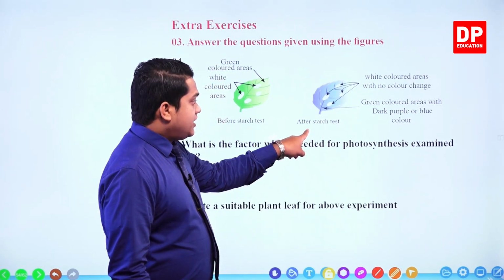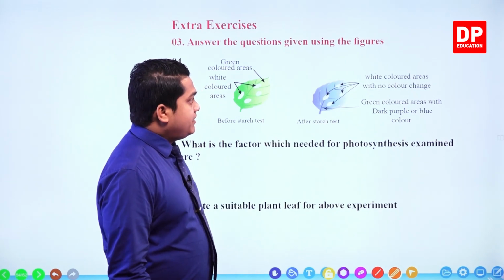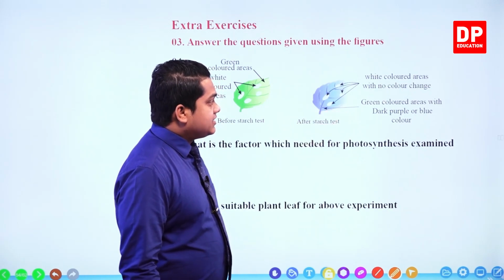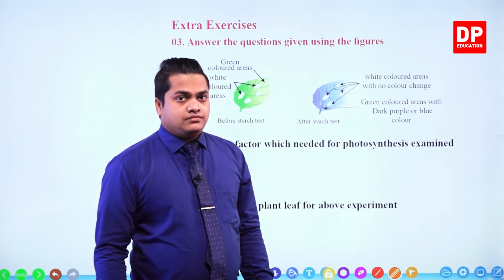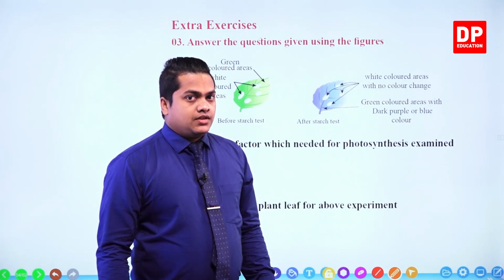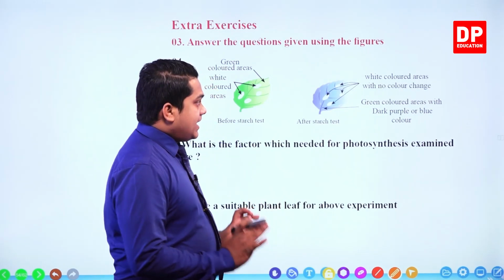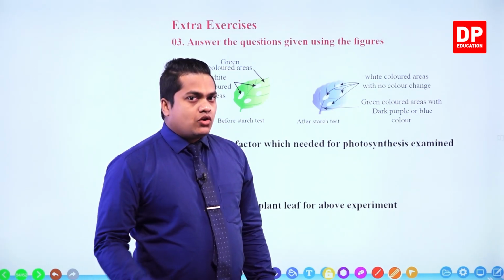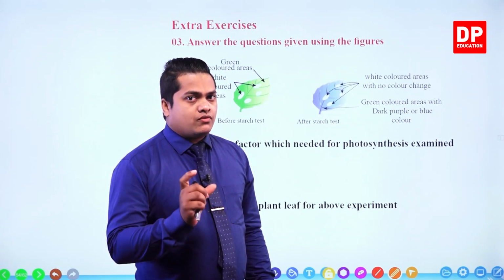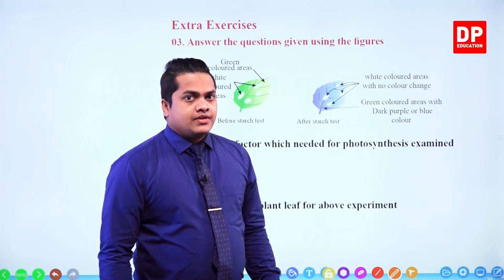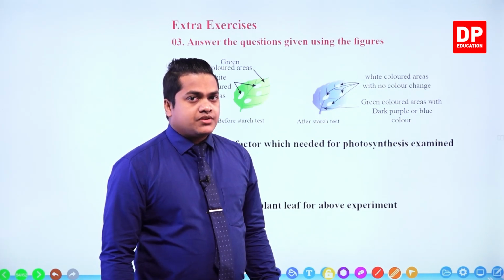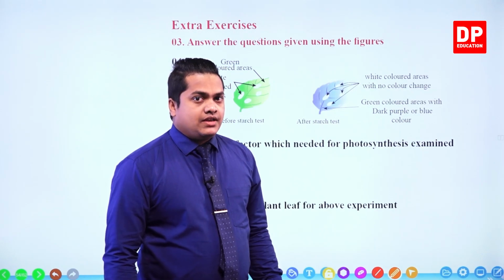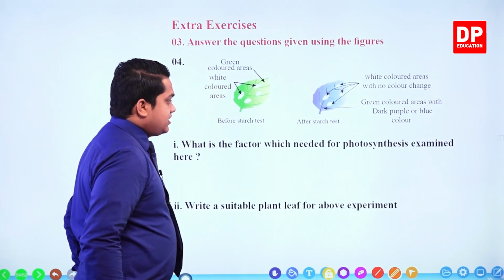So after the starch test, the same observation can be seen. White color areas show no color change, but green color areas turn dark purple or blue. So from this activity, we can conclude that chlorophyll is really important for the process of photosynthesis. So let's head on to see the questions given.